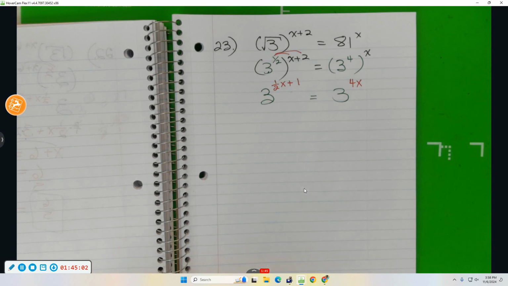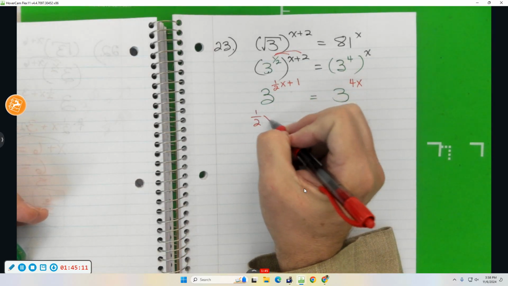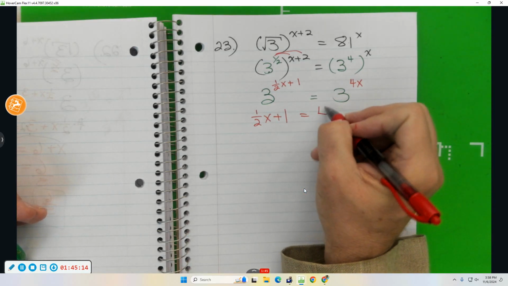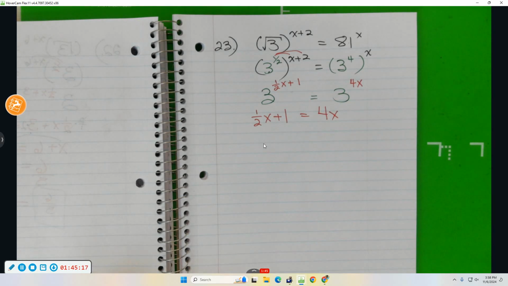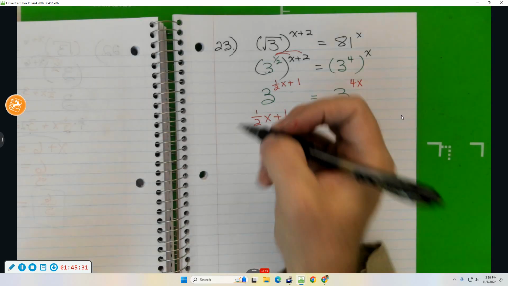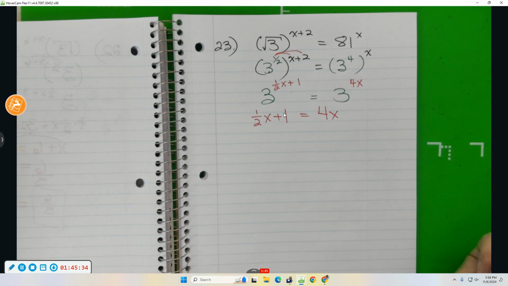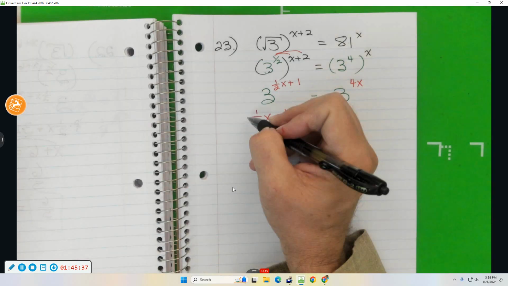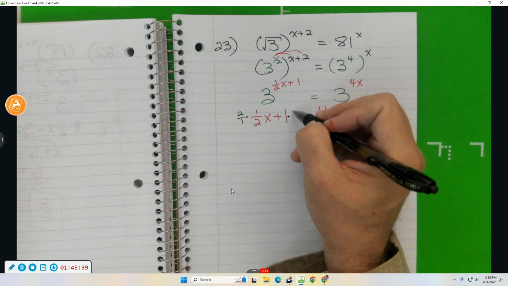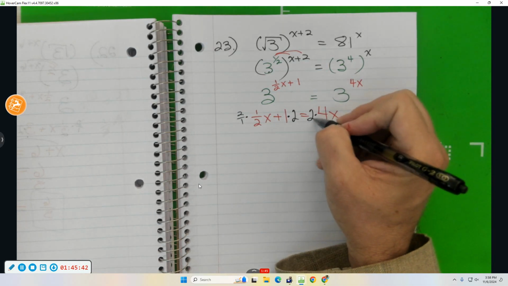Now what can we do? Drop the bases, set the exponents equal. So we have 1/2 x plus 1 is equal to 4x. You could work with the exponents if you wanted to, but my advice: what would get rid of the fraction? Multiply through by 2. How many terms do we have? 3. So we multiply by 2, multiply by 2, and multiply by 2.